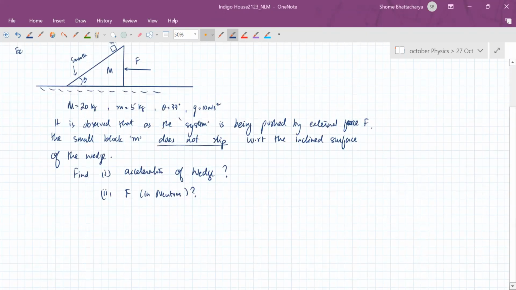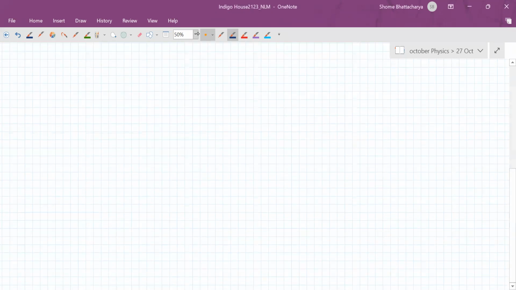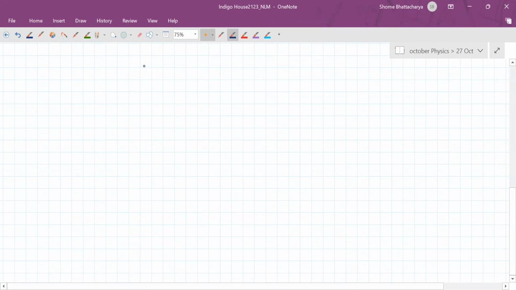Unfortunately, Krish, the answer is not correct. Maybe there is some calculation error you made. So we will start the question this way: if you assume that the wedge is accelerating towards the left with an acceleration A like this, then in the frame of the wedge, the block is at rest. Okay. So now we'll make the FBD of the block.